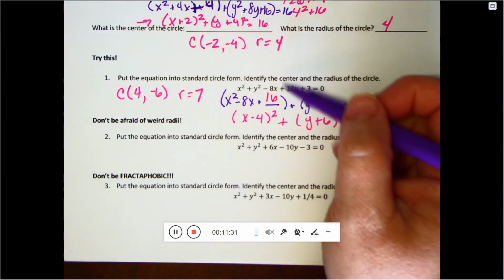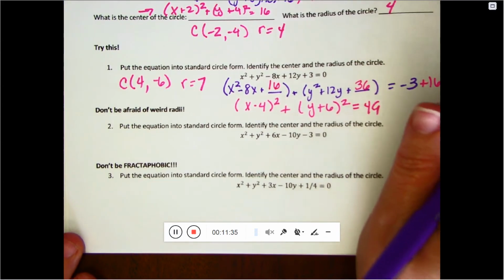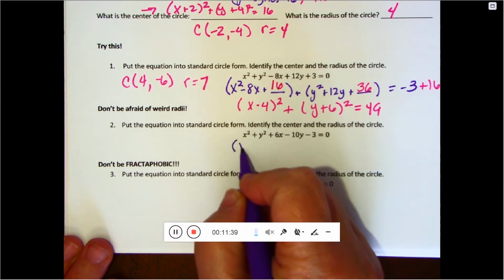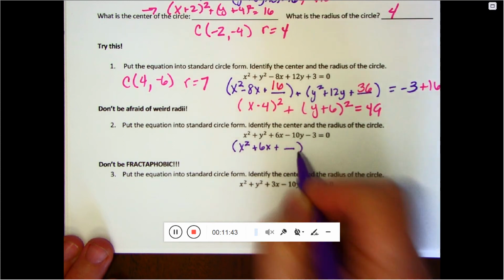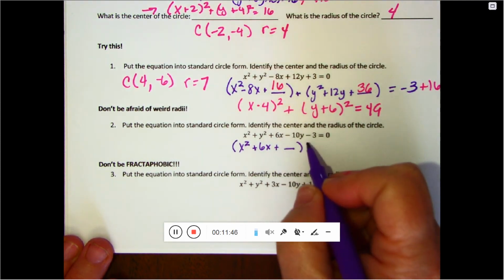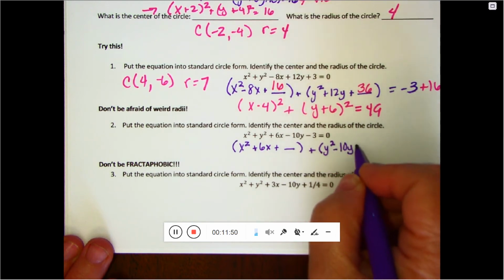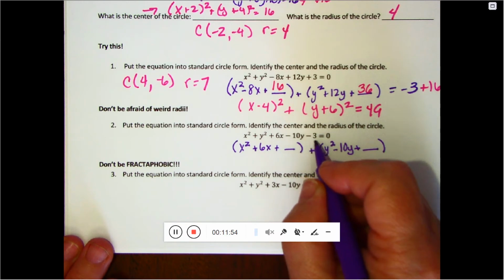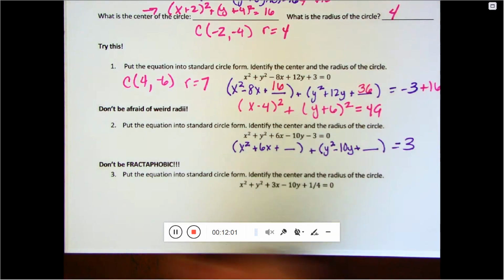These three problems, I'm going to go through the process fairly quickly to show you how to do it in fewer steps. So I'm going to group my x's together. So I'm going to have x squared plus 6x plus blank. I'm going to group my y's together. So I have y squared minus 10y plus blank. And now this time this is a negative 3, so I have to add a 3 to both sides. So I have to add 3 here, add 3 here, so I get equals 3.